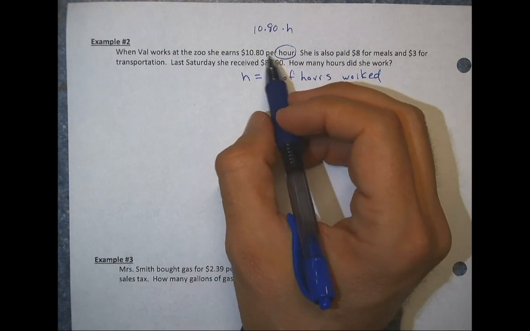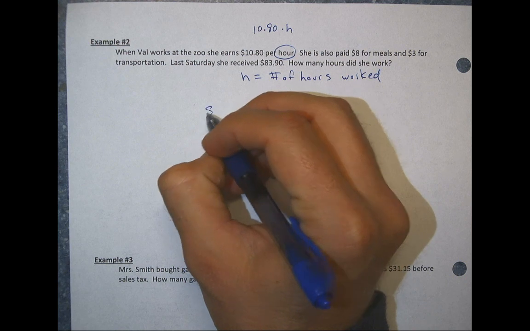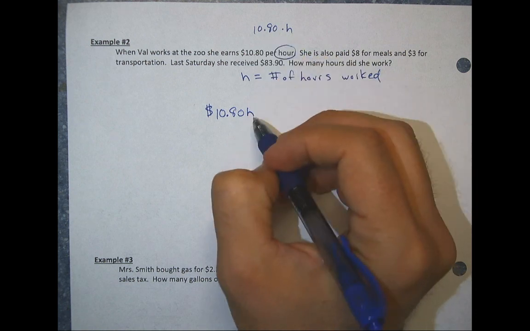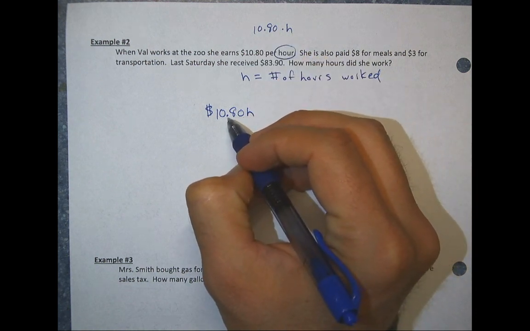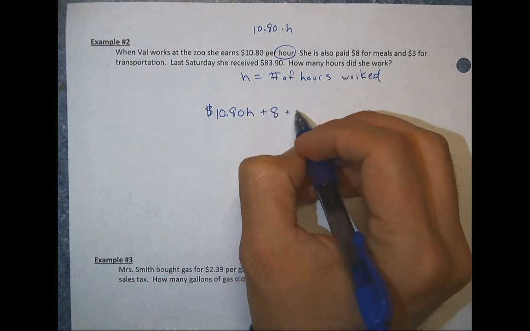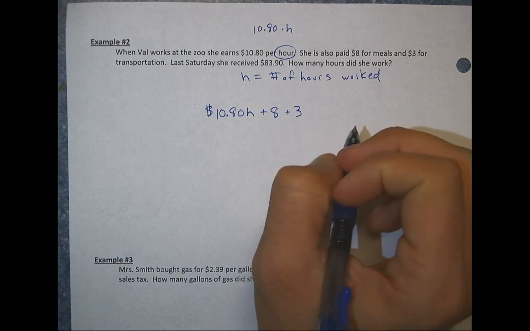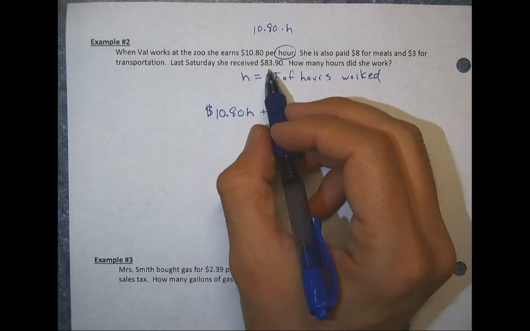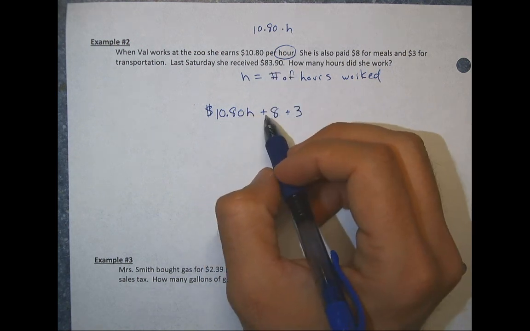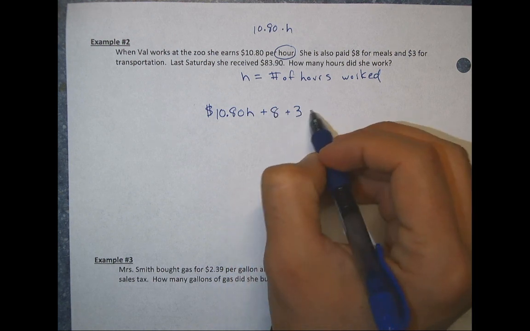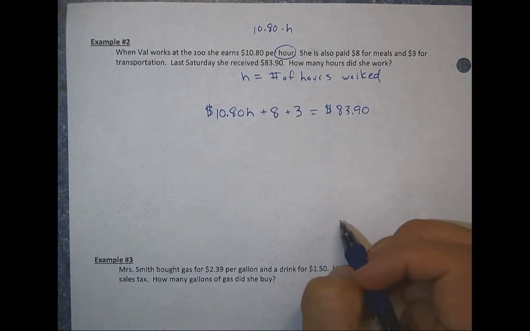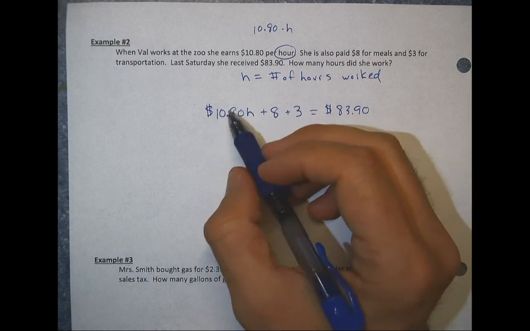So she's going to get paid $10.80 times H, like right here. So depending on how many hours she works, you're going to multiply that by $10.80, plus she gets paid $8 for meals, plus she gets paid $3 for transportation every single day. Last Saturday, she received $83.90 in total. So she worked a certain amount of hours and got paid $10.80. They gave her $8 for her meals and $3 for transportation, and that came out to $83.90.